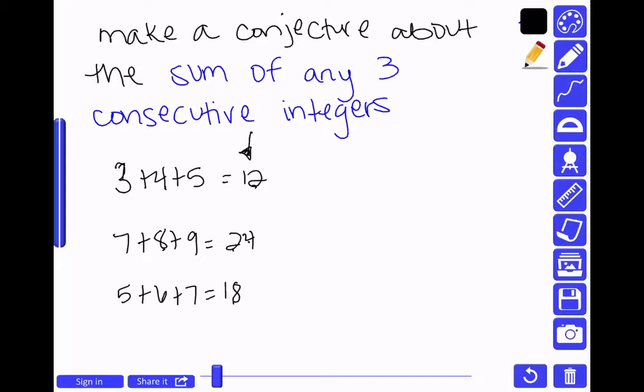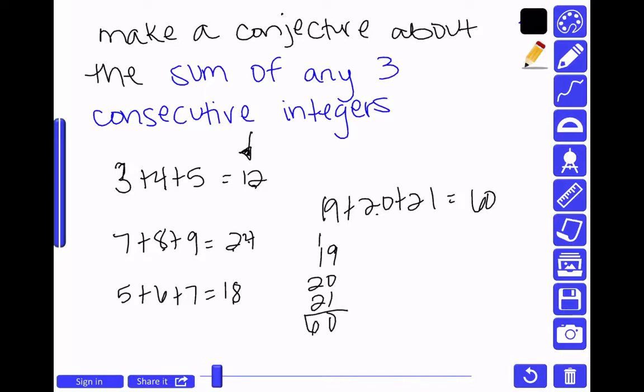So let's try another example. So let's do 19, 20, and 21. If I use my conjecture I just came up with, which is the middle number times 3, then this should be 60, because 20 times 3 is 60. So let's see, 19 plus 20 plus 21, 9 plus 1 is 10, 2, 4, 5, 6. Sure enough, it works out. So that seems like a pretty good conjecture.